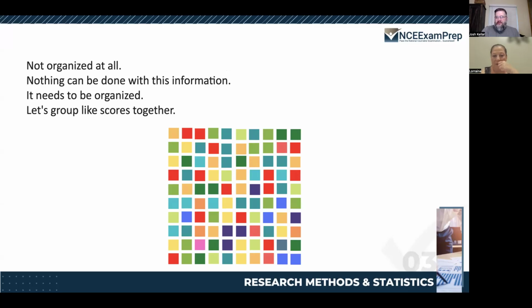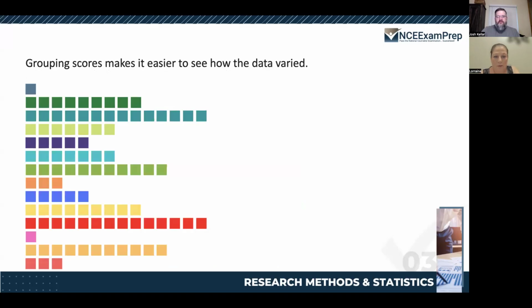At best, we could count all of these squares and know that there were 100 people that took this test, okay? It needs to be organized. And so what we're going to do is group the like scores, the similar scores together. And when we do that, these are the same squares, just organized in rows based on the color, okay? And so you can see that some colors, which represent test scores, had more people that scored that, and some, like the gray square, had less people that scored that.